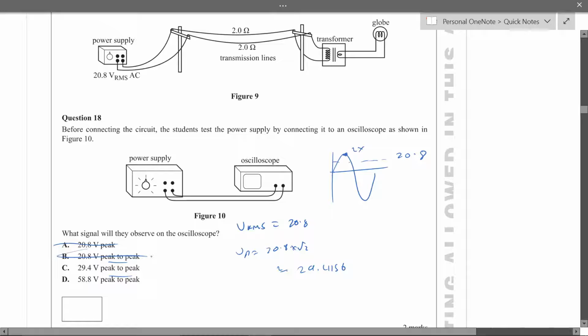The only answer that's there is C, but C is peak to peak, and that's not correct because this is only V peak. V peak to peak would be 2 times this value, which is 58.83. That matches D, so that's why the answer is D.